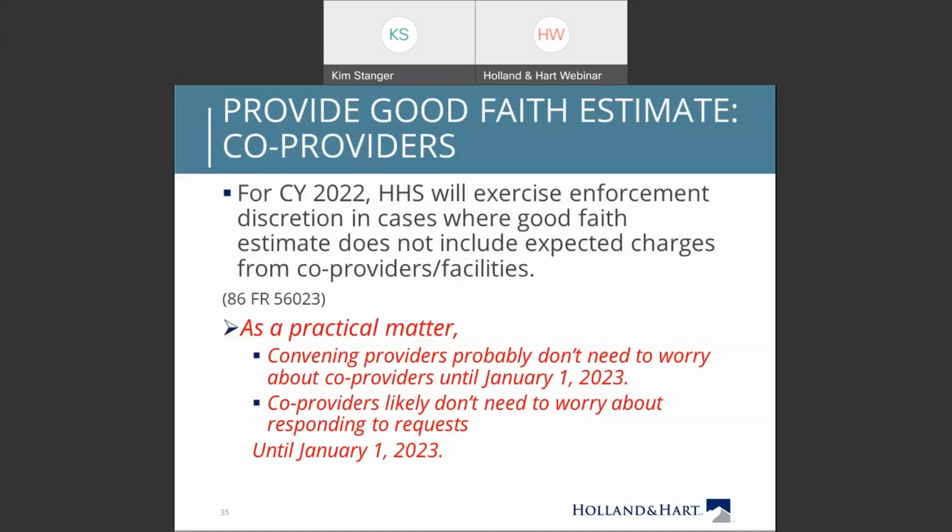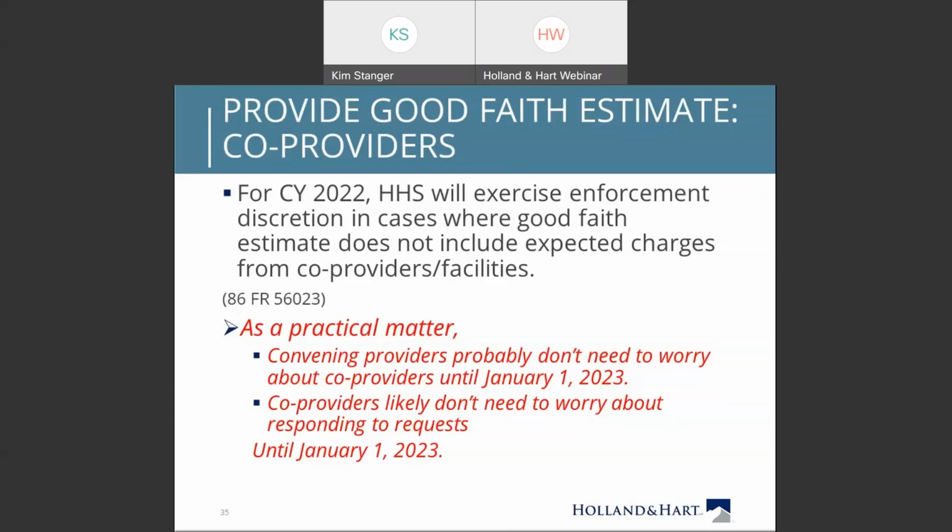Now, going forward, you've got to not only provide your good faith estimate, but get the good faith estimate from co-providers. The government recognizes that may take time to develop a process in order to get that information from the co-providers. So the government, in their commentary, stated that for calendar year 2022, HHS will exercise enforcement discretion in cases where the good faith estimate does not include expected charges from the co-providers or facilities. It doesn't say you don't have to get it, but that seems to be the practical effect, because they're going to exercise their enforcement discretion.